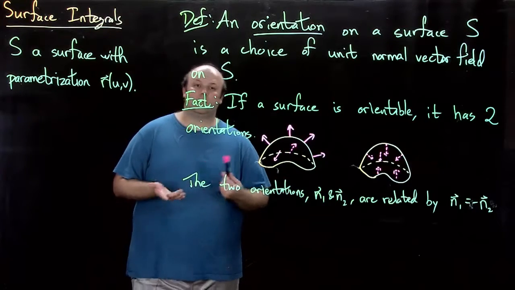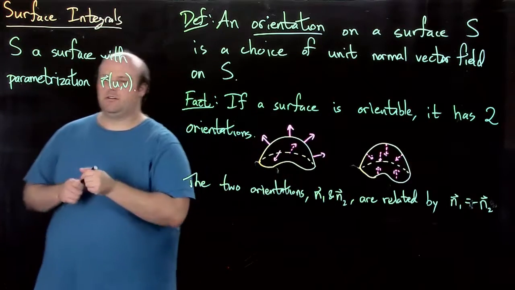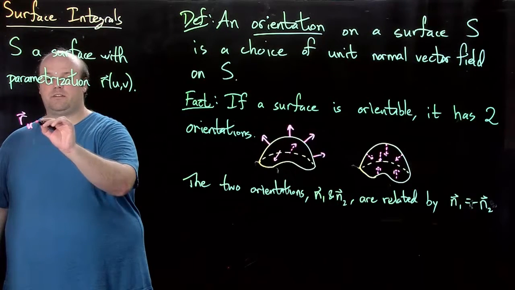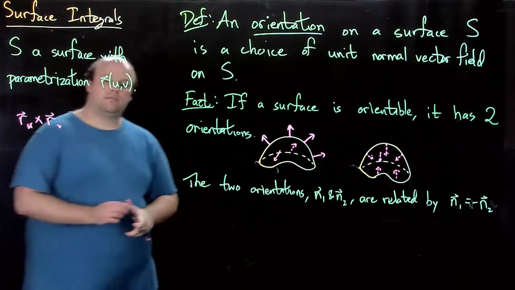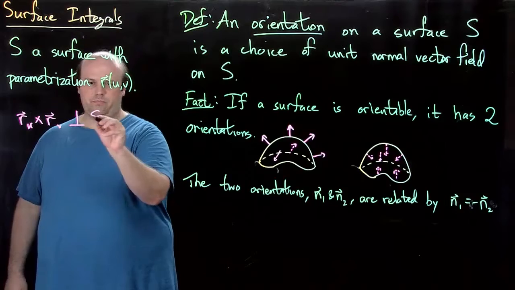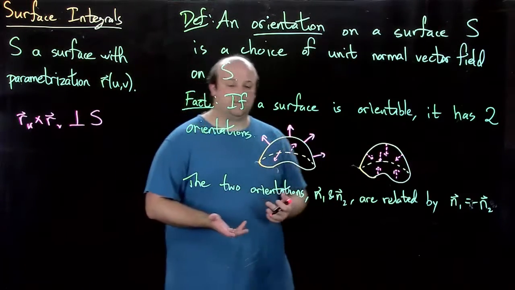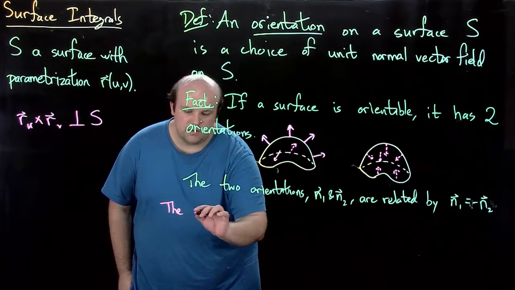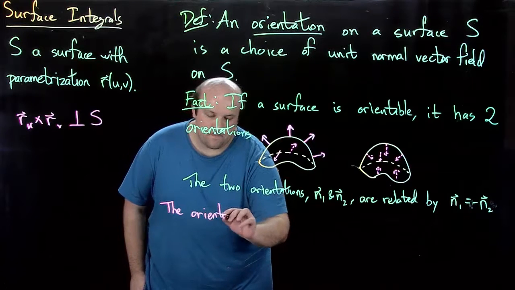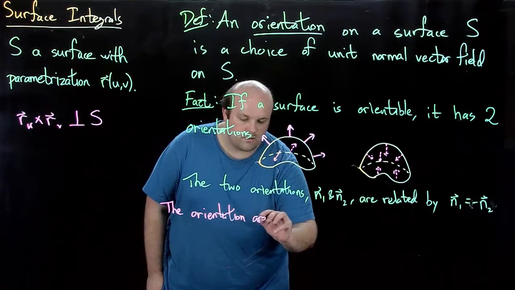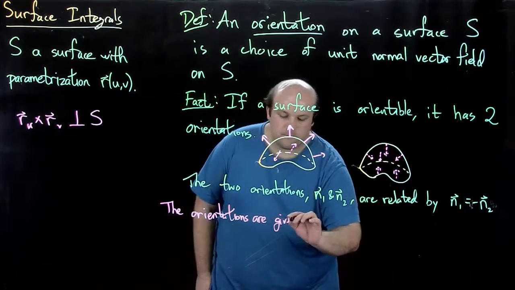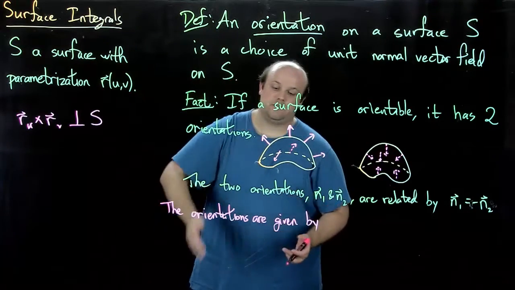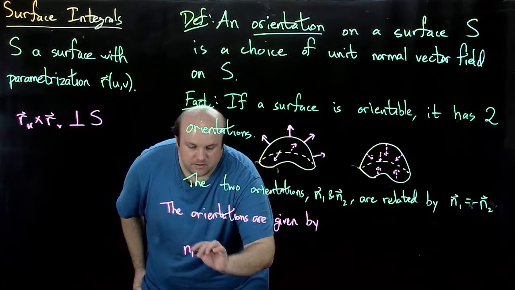Well, remember, if we have this parametrization here, we can create a normal vector field on the surface by r_u cross r_v. This is a vector field which is perpendicular to the surface S. So the orientations are given by, again, we're going to assume here S is parameterized by r(u,v). The orientations are given by the following two expressions.